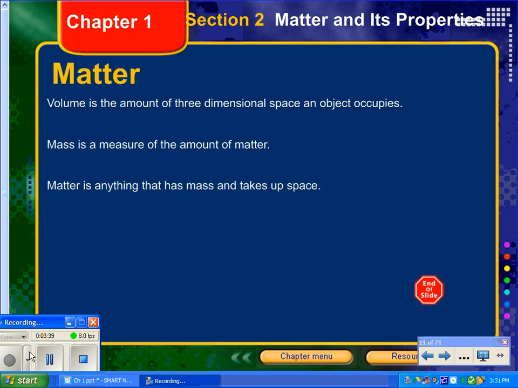Mass is the measure of the amount of matter. And matter is anything that has mass and takes up space. These are the same definitions you've always known.